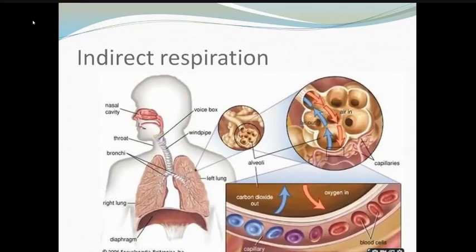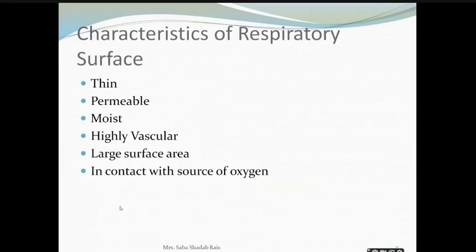So this is your indirect respiration. What is happening in direct respiration? You can see that they have the various organs for the respiration.